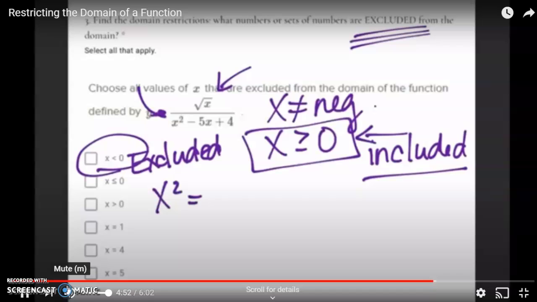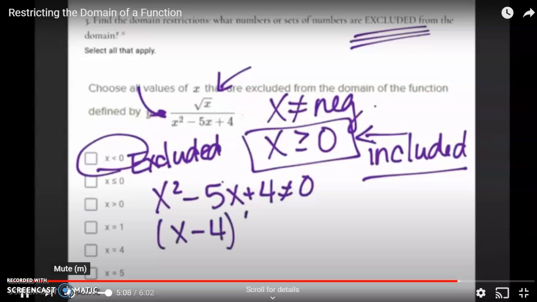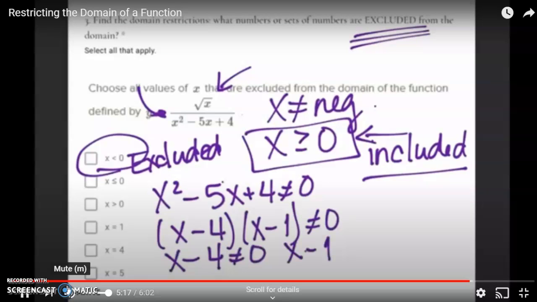Now let's go ahead and work on the denominator. The denominator cannot be 0. So we're going to take the whole denominator, x squared minus 5x plus 4, and we're going to say it cannot equal 0. Just like we did in the previous problem, we're going to factor it out. We're going to set each factor unequal to 0, and we're going to solve to figure out, again, what numbers are excluded, meaning what values would make my denominator 0. If there are any values that would make my denominator 0, those have to be excluded from my domain, which in this case is positive 4 and positive 1.